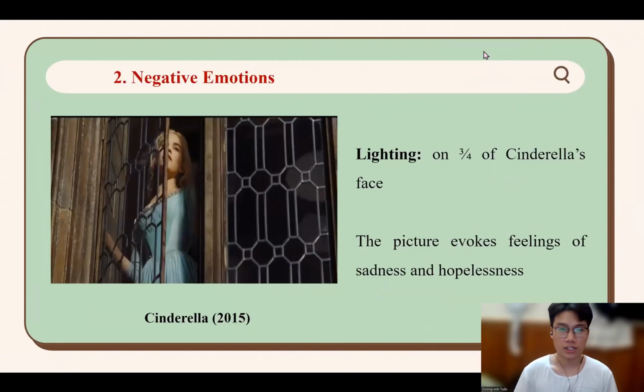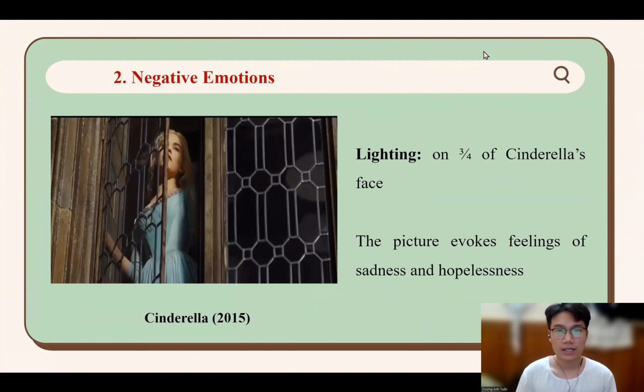Let's talk about another function of lighting. It is expressing characters' emotions. First, it delivers negative emotions. The picture in the movie Cinderella tells the scene where Cinderella was locked in the attic by her stepmother. The lighting on 3/4 of her face highlighted the contrast between the dark loft and the brilliant life outside. On account of lighting, the mood in the picture stands out, which can be easily recognized.